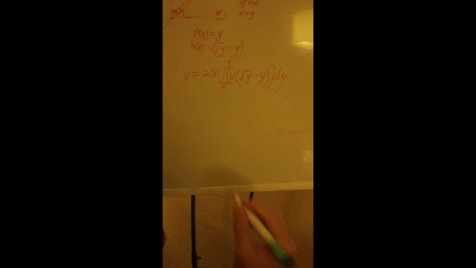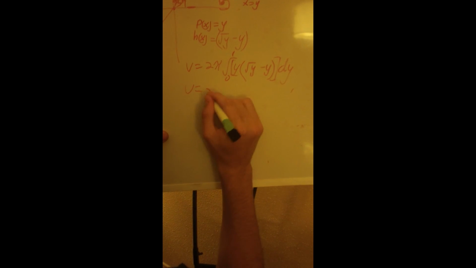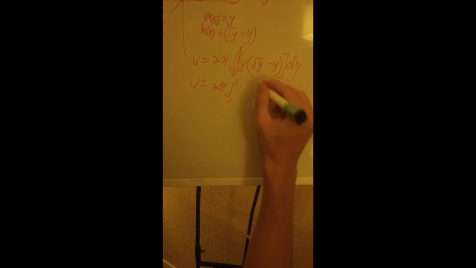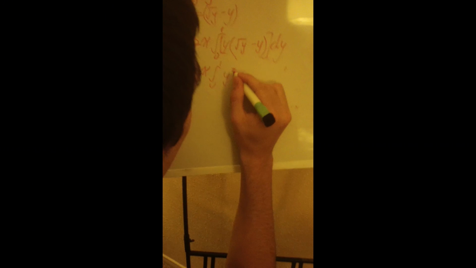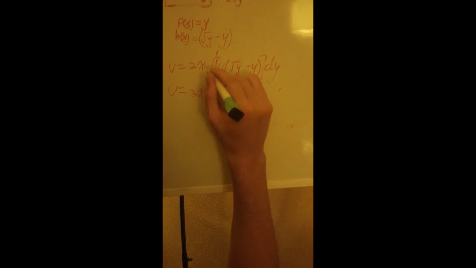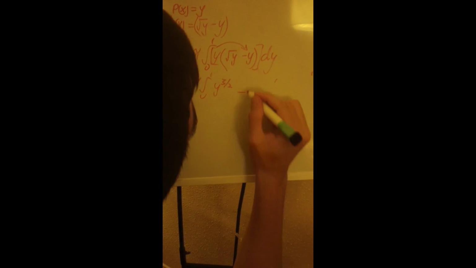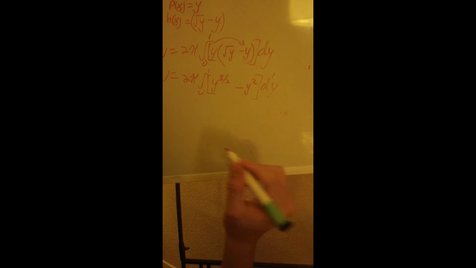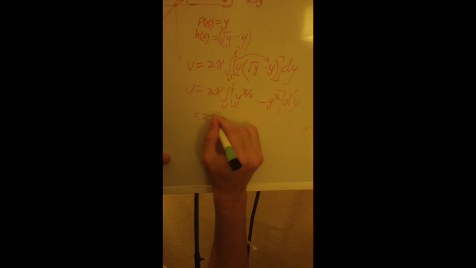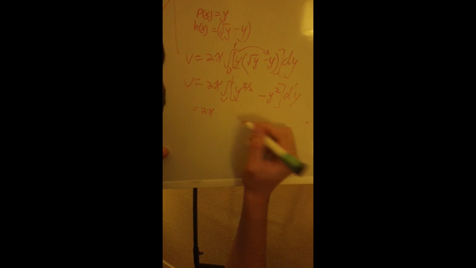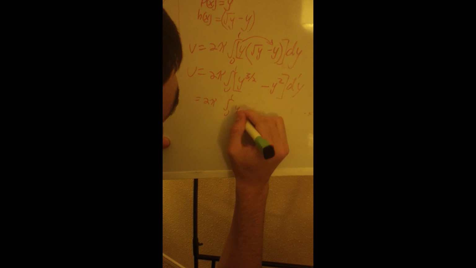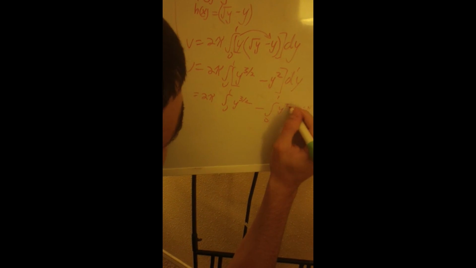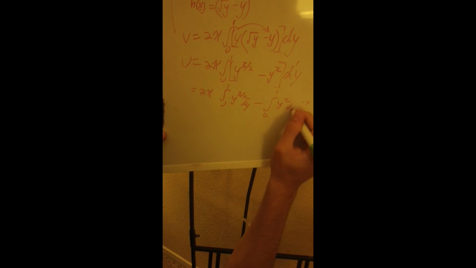So now we can just simplify it out. We say volume equals 2 pi times the integral from 0 to 1. We'll multiply y times y to the 1/2, we get y to the 3/2, minus, we multiply y by y, we get y squared, dy. So now it equals 2 pi times, we integrate both y to the 3/2 and y squared. We need dy here and dy here.